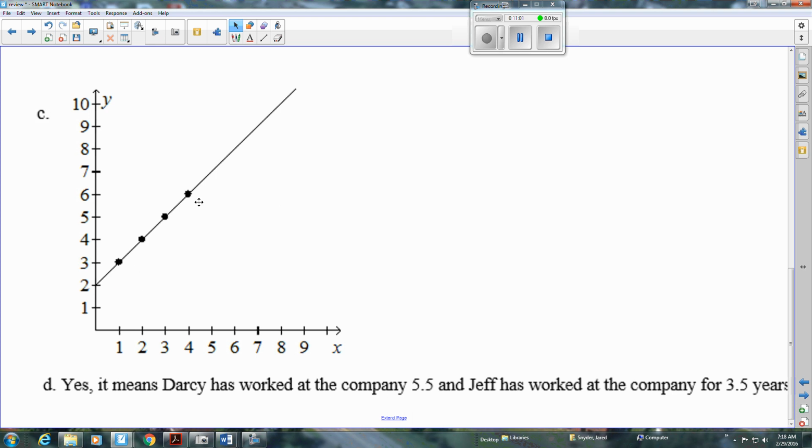Well, here's our graph first of all. Then it means that Darcy's at 5.5, so we go to 5.5, which is right about here. Darcy's at 5.5. It means that Jeff would be there. Okay, there we go. That's what you want to look at. If she's at 5.5, that means that he's at 3.5, and it comes out perfectly.